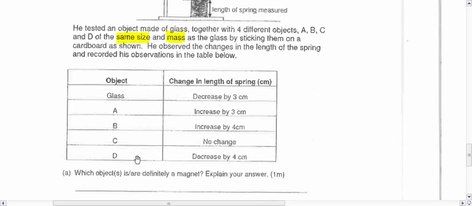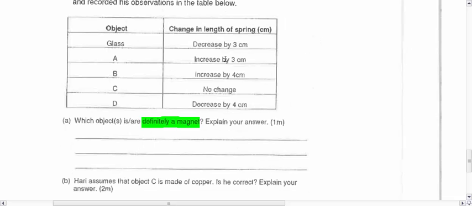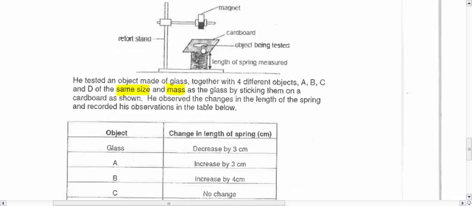Then they ask which object is definitely, keyword here, definitely a magnet. So recall the concept. How do you know whether something is definitely a magnet? We test for repulsion, repelling. If it is definitely a magnet, it's going to repel. When it repels, what direction is it going to go? It's going to go down.